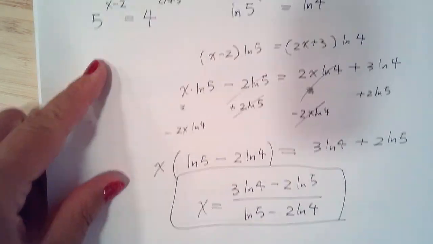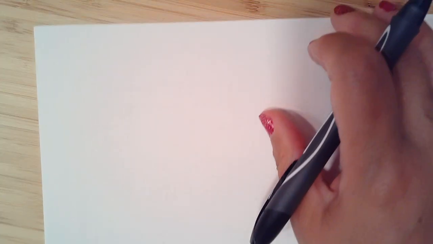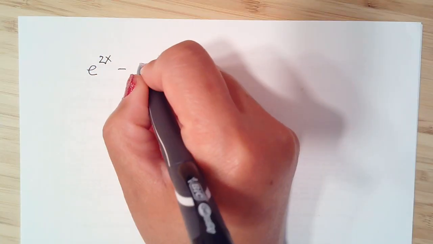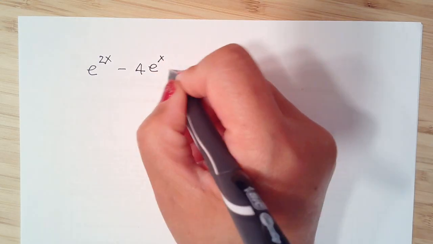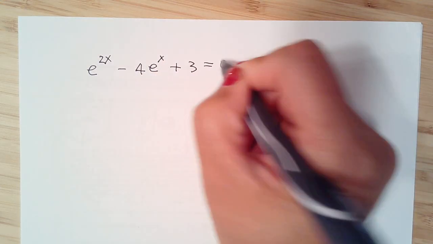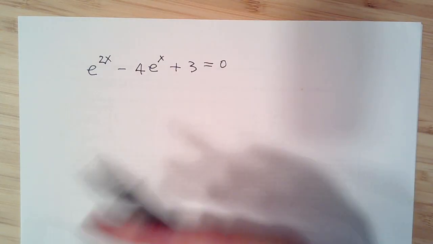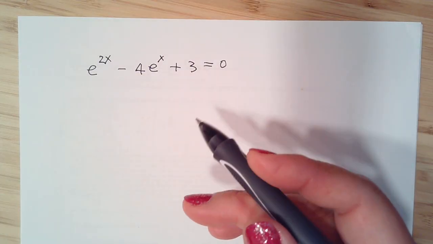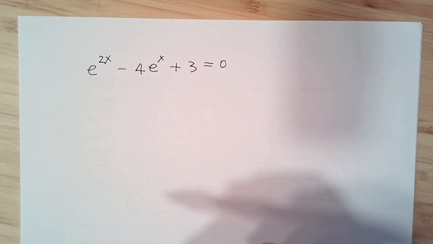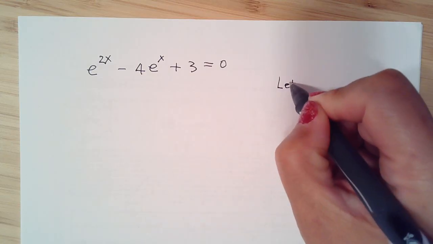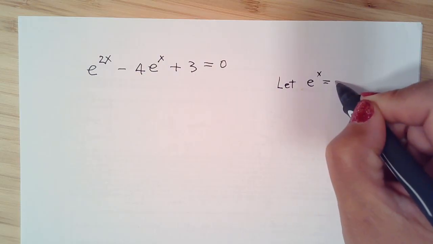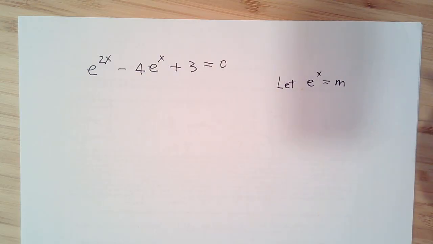Okay, so this is a complicated one, right? And there could be something more interesting. So let's look at this: e to the 2x minus 4 e to the x plus 3 equals 0. We cannot take natural log, because natural log is not going to distribute into every single term. No. What you should do is use the substitution method. The substitution method is this: we just let e to the x equal, you can just say m. I don't care, whatever letter.